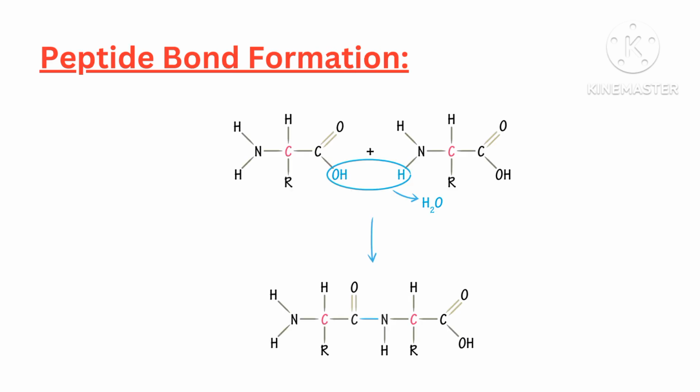Peptide bond formation. A peptide bond is formed by a condensation reaction between the carboxyl group of one amino acid and the amino group of another. The resulting bond is planar and rigid due to partial double bond character. Chains of amino acids form peptides, polypeptides, and ultimately proteins.